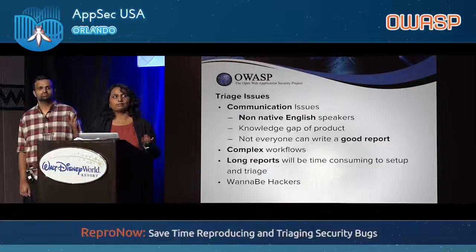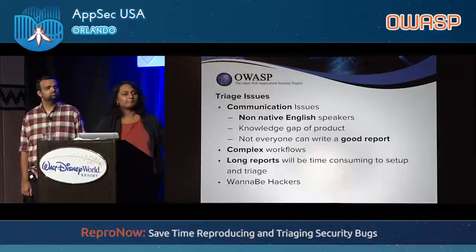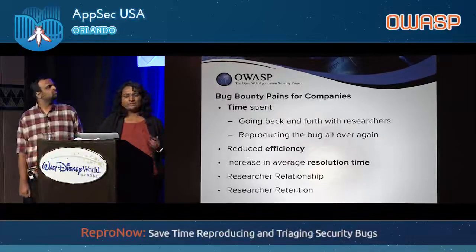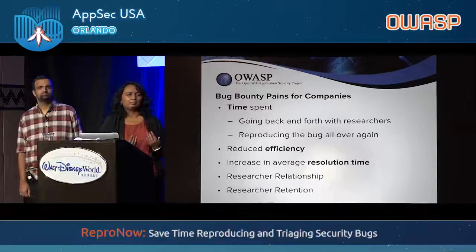Let's say there's a bug that's floating around, like subdomain takeover or something. They just put the same thing out there, submit the same bug, and you'll have to weed that out. So what do companies face? What are the pain points for all the companies out there?